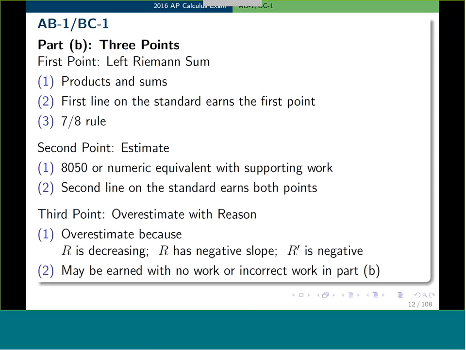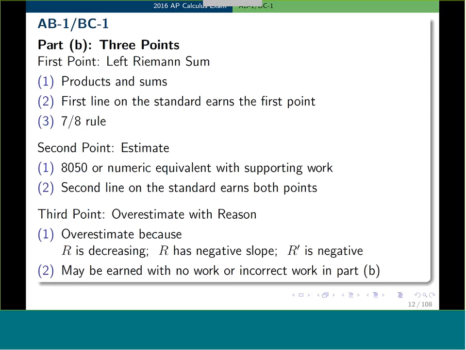In Part B, this was worth 3 points. We've seen a lot of problems in the past several years on the free response portion of the exam like this one. So for the first point, this sort of conceptual idea, we're looking for the products and the sums. I'm not going to go backwards here, but the first line on the standard earns this first point. That is that product, that sum of those 4 products. In this particular problem, we have what we would call a 7 out of 8 rule. There are 8 pieces to this sum and product. And in order for the student to earn this first conceptual point, 7 out of those 8 pieces must be correct.